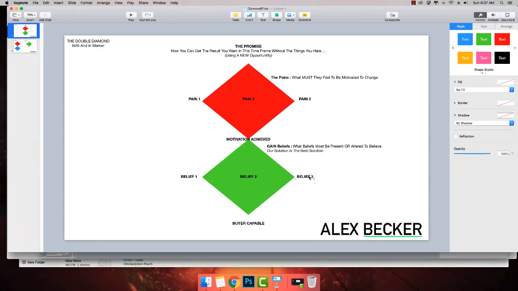And belief 3, this will be a massive advantage and they can finally scale their business. At this point, they're capable of buying Hyros. Sometimes it's super clear like that. Sometimes it's not so clear.